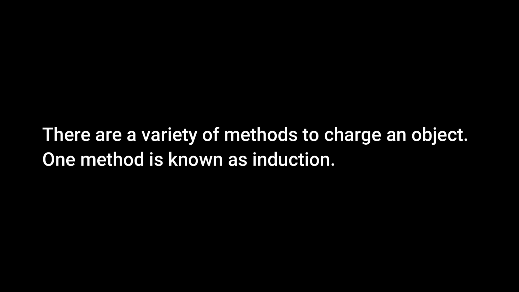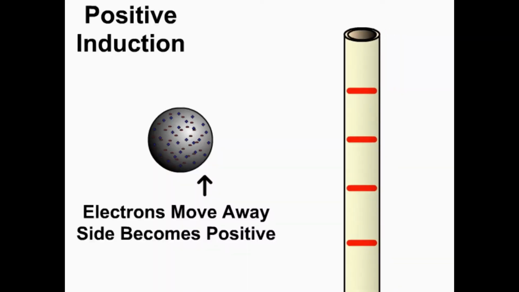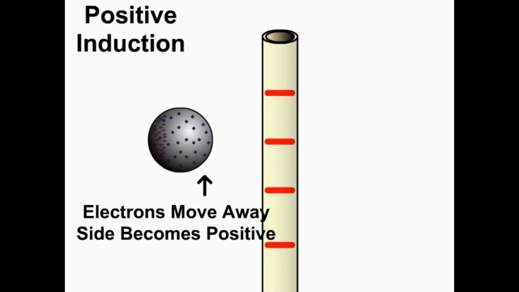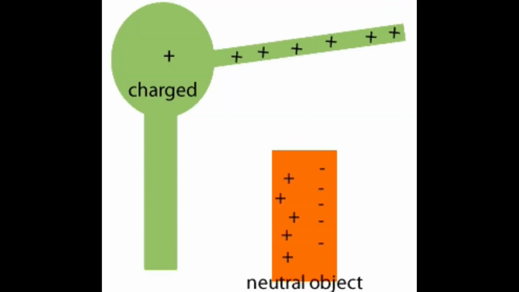There are a variety of methods to charge an object. One method is known as induction. In the induction process, a charged object is brought near but not touched to a neutral conducting object.